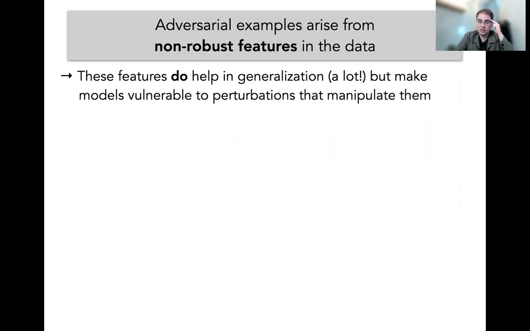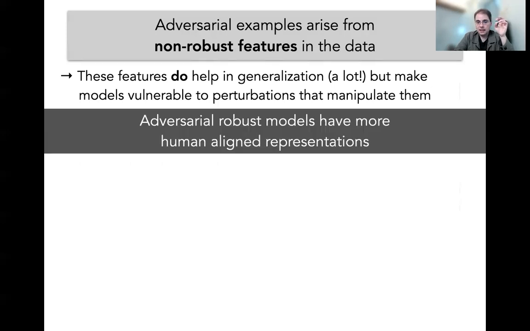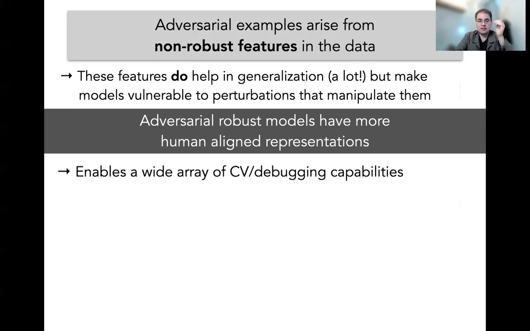This is purely about adversarial robustness. If anyone asks you what's going on with adversarial examples, this is the high-level picture that you should have in mind. But then, if you care about better models, the important implication is that if you make your models adversarially robust, you end up making them more human aligned, essentially making the representations human aligned. And this is important because it enables a wide array of computer vision and debugging capabilities, as I demonstrated some of them in this talk.